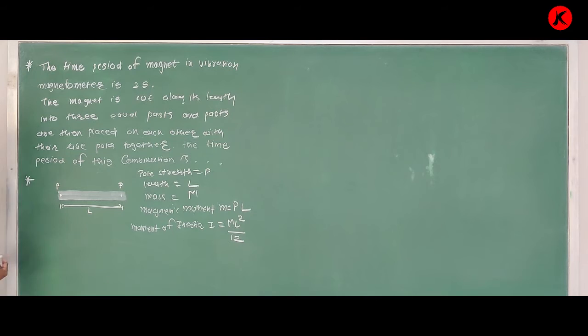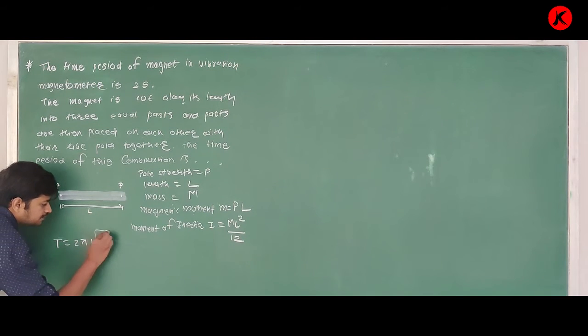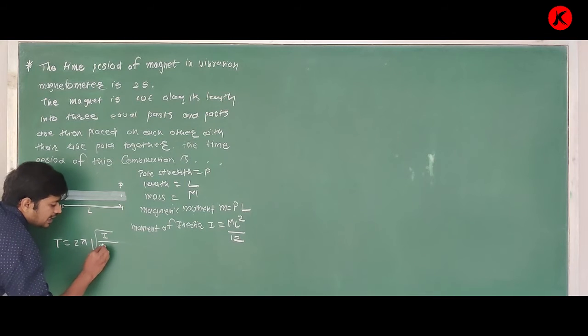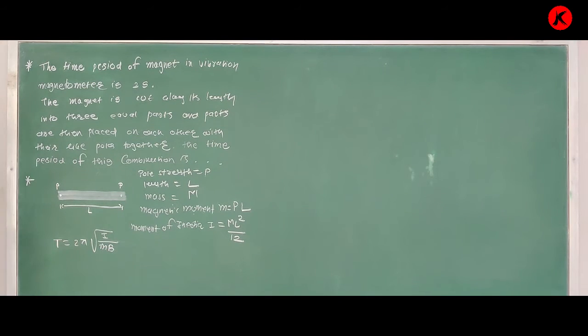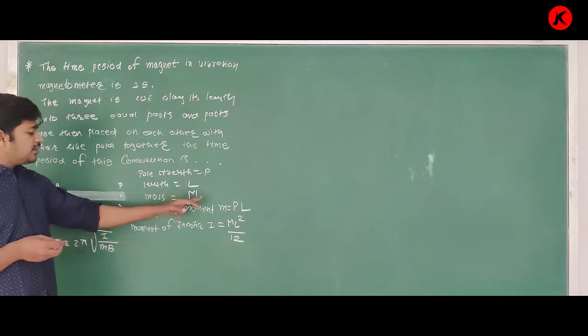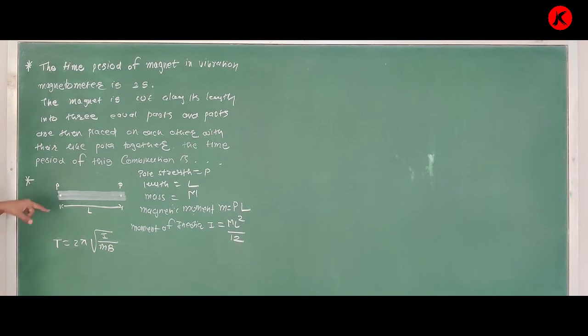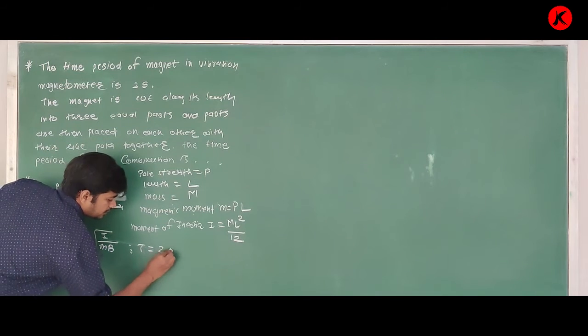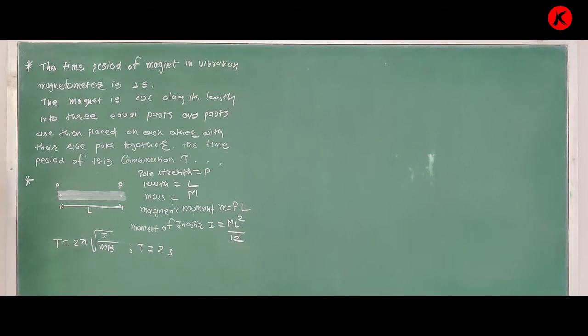And if the magnetic field is B, then what is the equation of time? T is equal to 2 pi under root I upon m B. Here 2 pi is constant, B is the magnetic field, I is M L square by 12, and m is P into L for this given magnet. And you are given that T is equal to 2 seconds. Now what is our question?